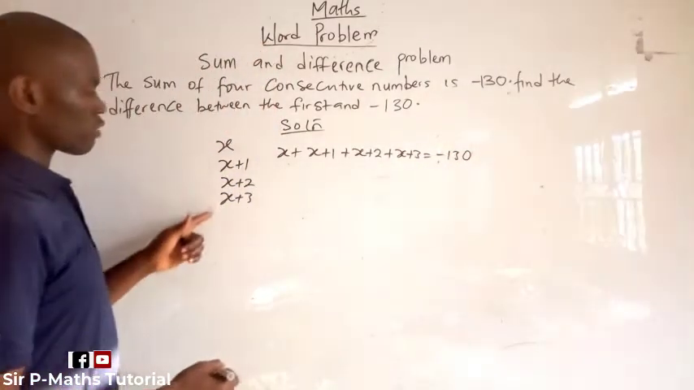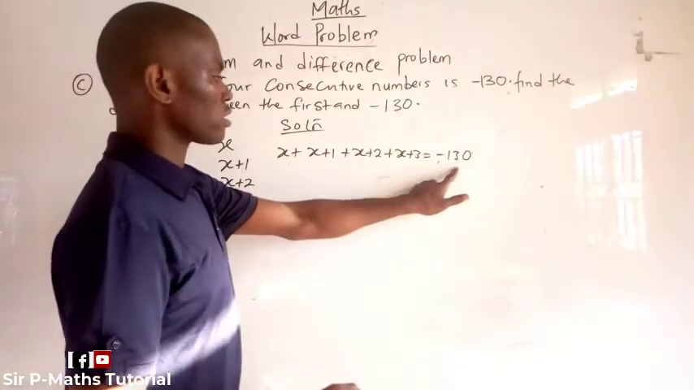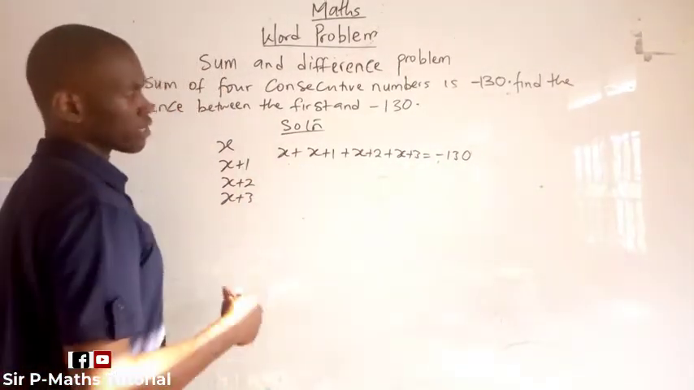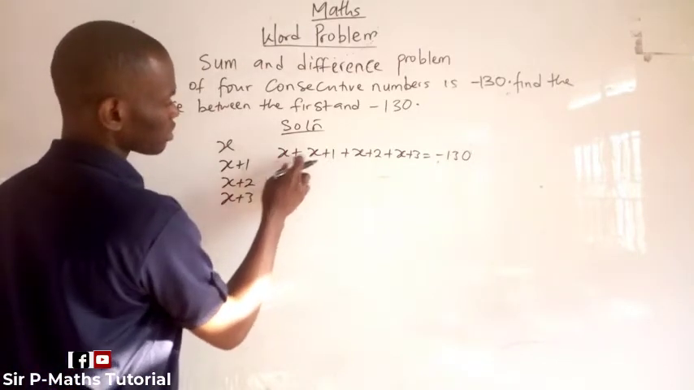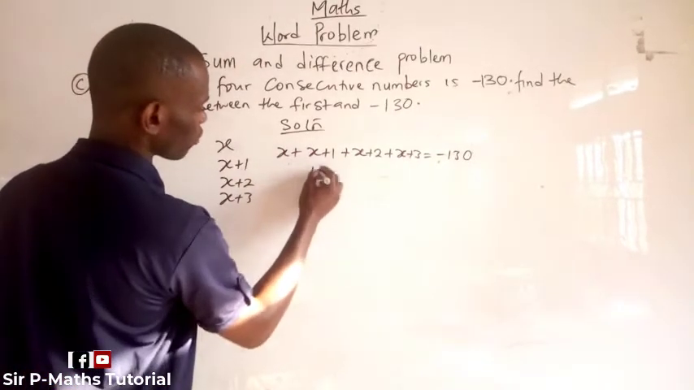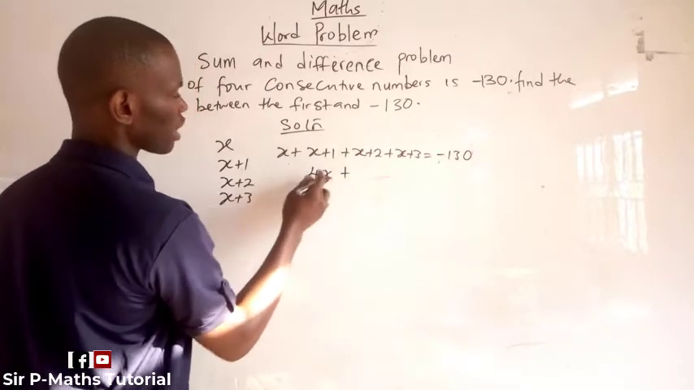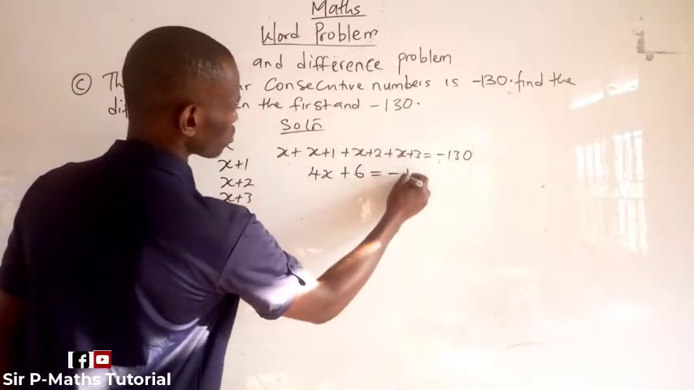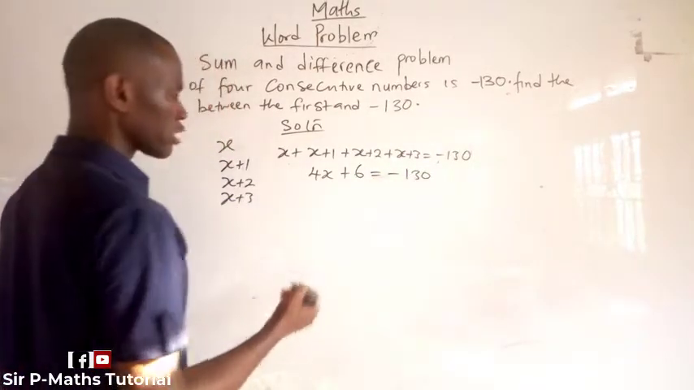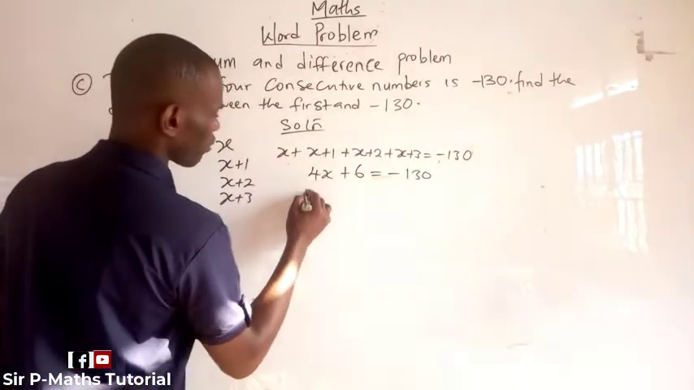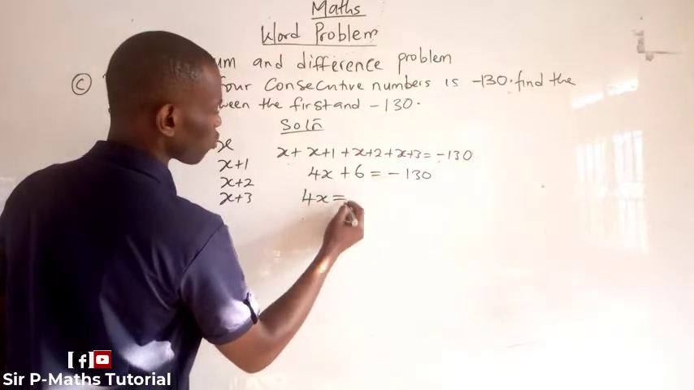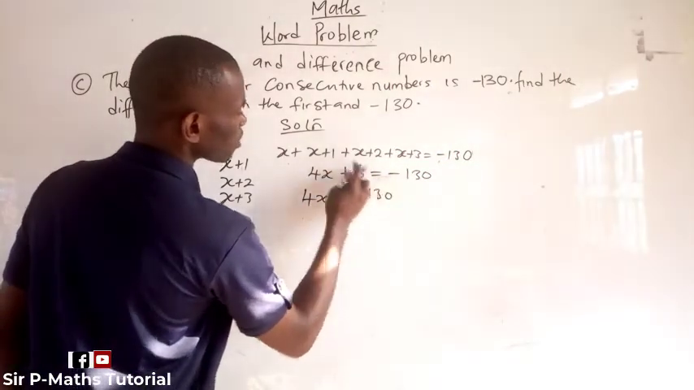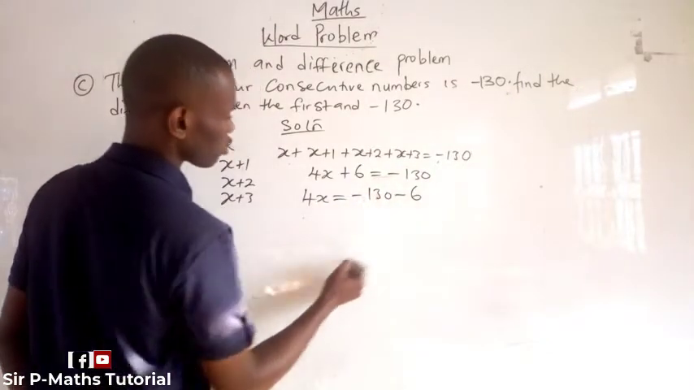If I add all the numbers, I will have minus 130. Therefore, add all the variables and add all the numbers separately. So I have x and x, that is 4x, plus I have 1, 2, and 3, that is 6, equal to minus 130. Let us connect like terms. I will have 4x equal to minus 130, and if 6 crosses, it becomes minus 6.